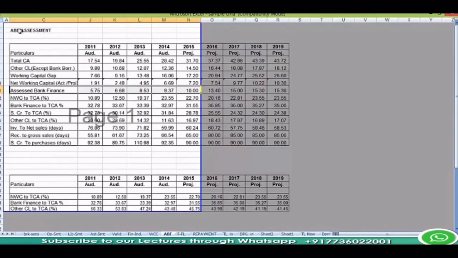This sheet is very important because it is going to tell how the company has financed its current assets, what is the combination, how much is from net working capital, how much is from bank finance, how much is from sundry creditors, how much is from other current liabilities. And it is also going to talk about certain critical numbers of days, which is very important in understanding the working capital management of the customer. So this sheet talks about all those, that is ABF assessment.